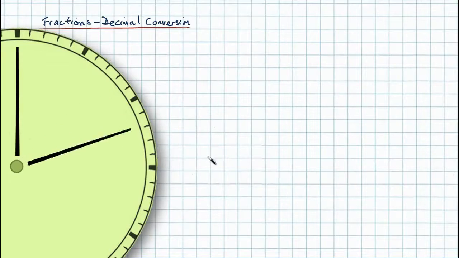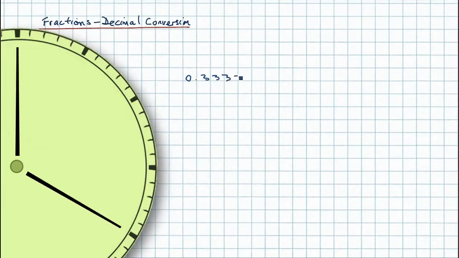Let's have a look now at this. I'm going to just move that clock hand around, so we've now got a third of an hour, and we probably already know that a third is expressed like this. It's 0.3, and those threes just keep on going.